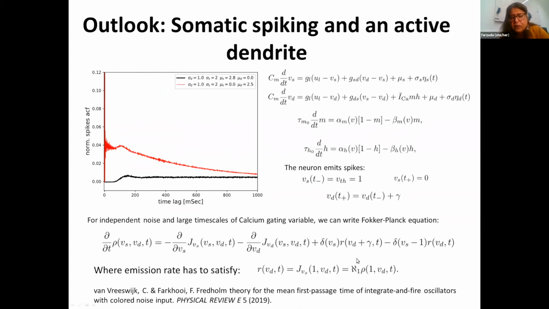Because for solving these equations, we need to find the emission rate at a given Vd when the probability flux reaches one at the soma. So you need to find rho of Vs equal to one, the soma, and Vd, the voltage in the dendrite, and T. So you need to find a self-consistent rate of emission here. This is not so easy to do.